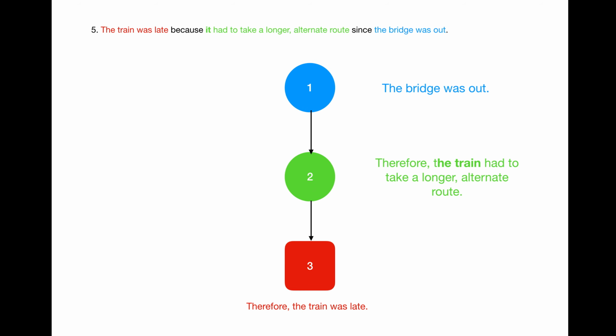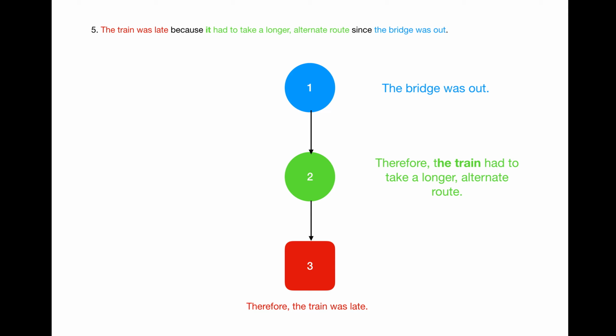All right, number 5. The train was late because it had to take a longer alternate route since the bridge was out. Okay, we want to find our conclusion. It comes before the because and the since, right? So the train was late. That's our final conclusion. Why was the train late? The train was late because it had to take a longer and alternate route. Why did it have to take a longer and alternate route? Because the bridge was out.